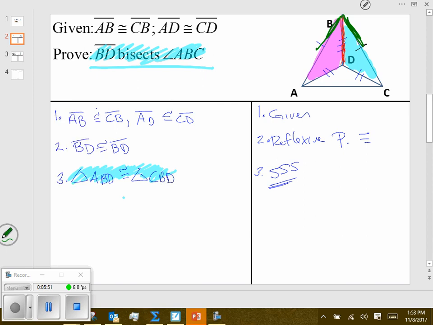Which two angles would have to be congruent in order for BD to be a bisector? If I'm looking at the green angle, which angles make it up that would have to be congruent to make BD an angle bisector? Right, this angle right here, that red angle, and that blue angle, those two things would have to be equal if BD is going to be classified as an angle bisector, right? So once we say the triangles are congruent, are those two angles congruent?